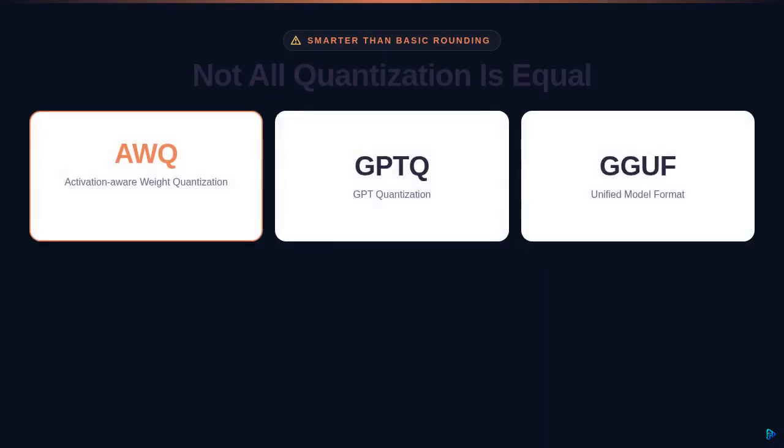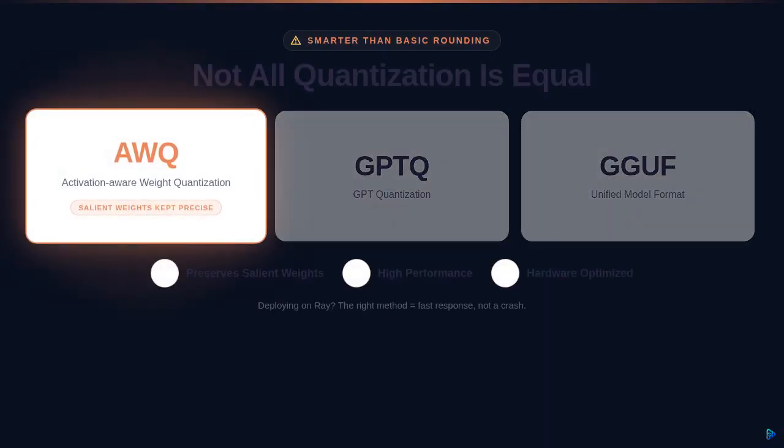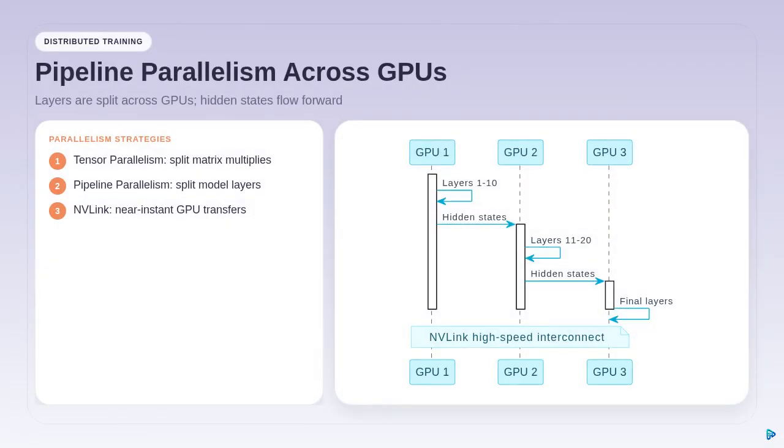Warning: not all quantization is equal. Techniques like AWQ and GPTQ are smarter than basic rounding. They identify the most important weights, the salient ones, and keep them at higher precision while compressing the rest. When you are deploying on Ray, choosing the right quantization method can be the difference between a fast response and a total system crash.